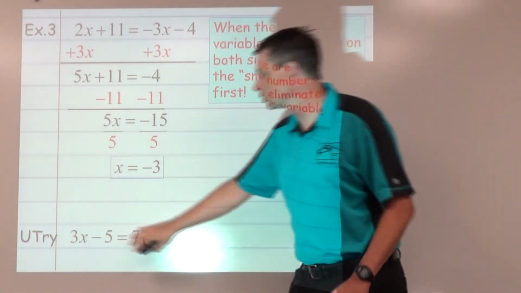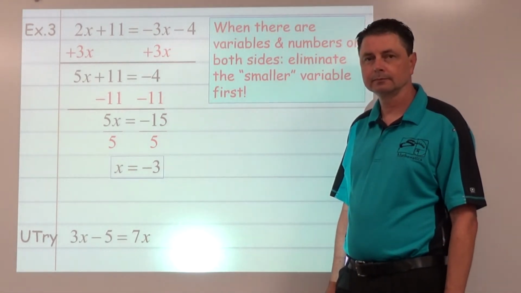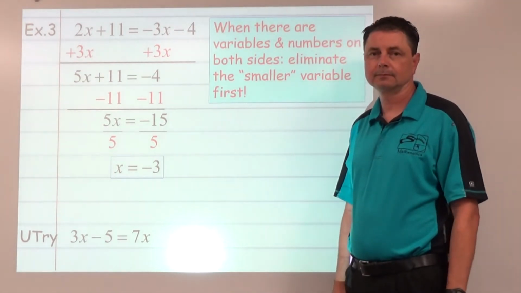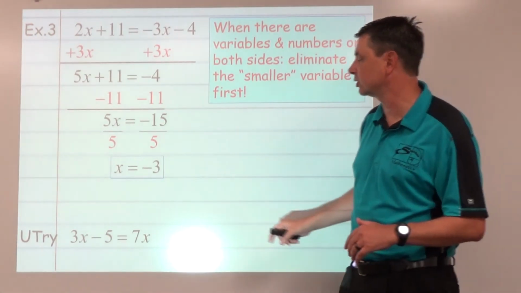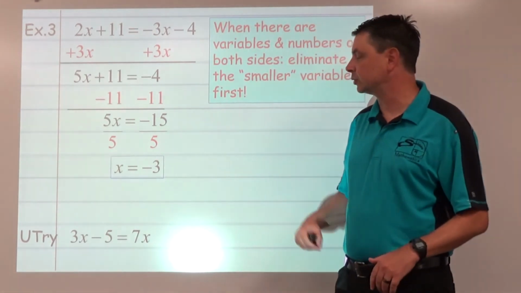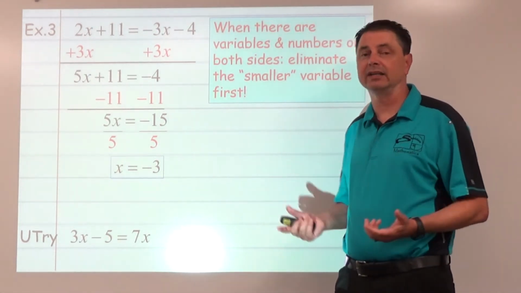All right, one for you to try here. Go ahead and pause here, work through it. All right, before I show the answer here, you're going to probably want to go -3x on both sides. You really don't want to eliminate one side entirely.